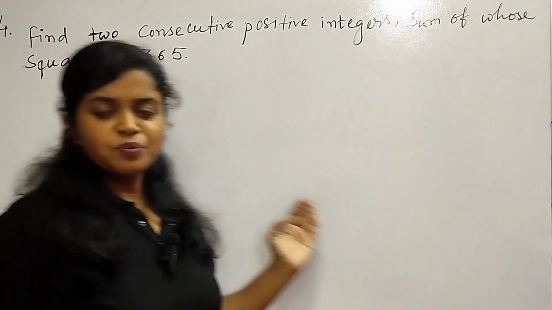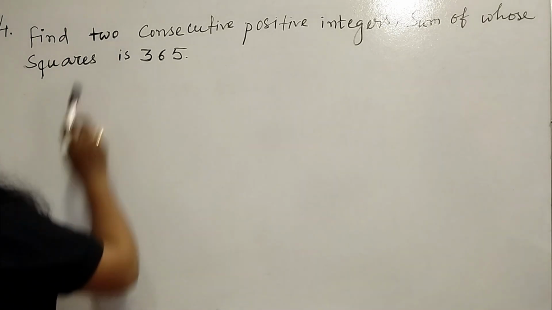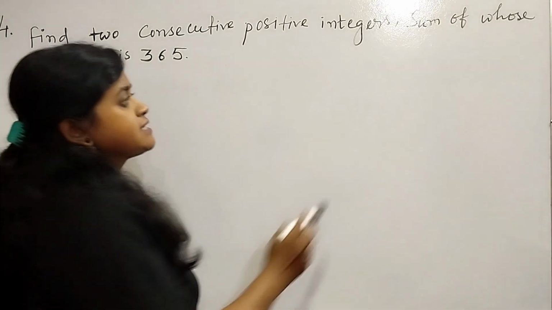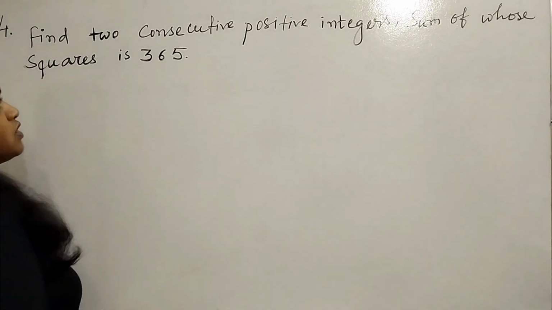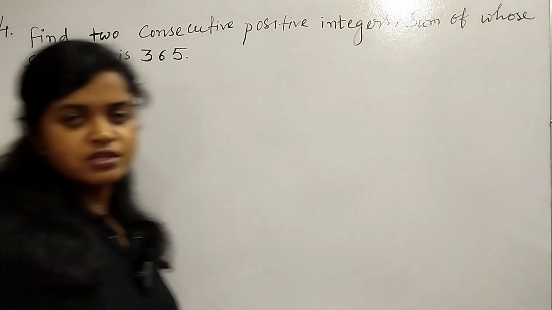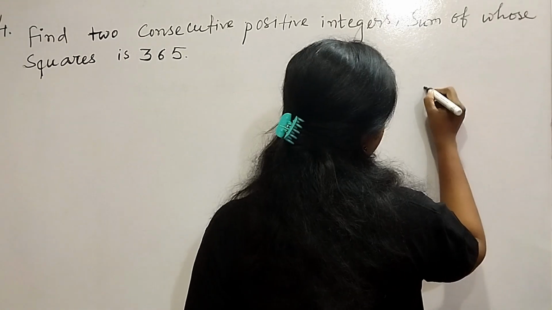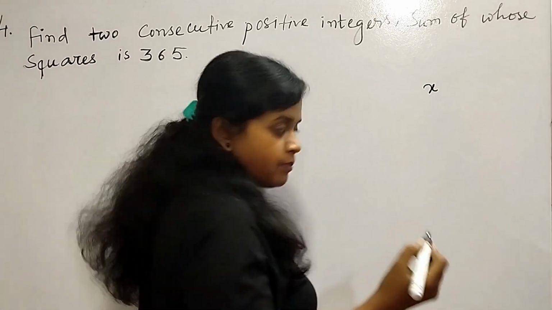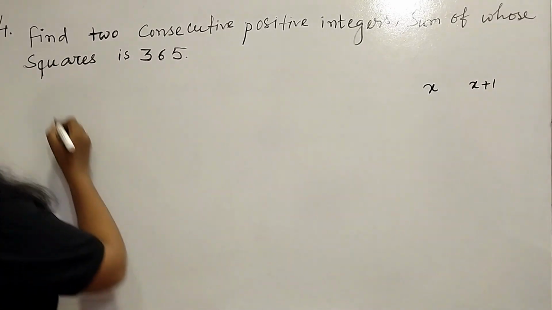Now this is the turn of question number 4. Find two consecutive positive integers, the sum of whose squares is 365. We discussed consecutive integers in the previous class. If I take x as one number, the consecutive number will be x plus 1.